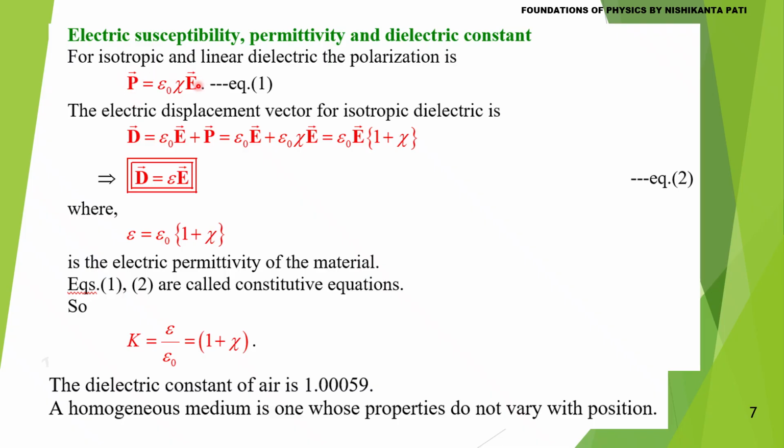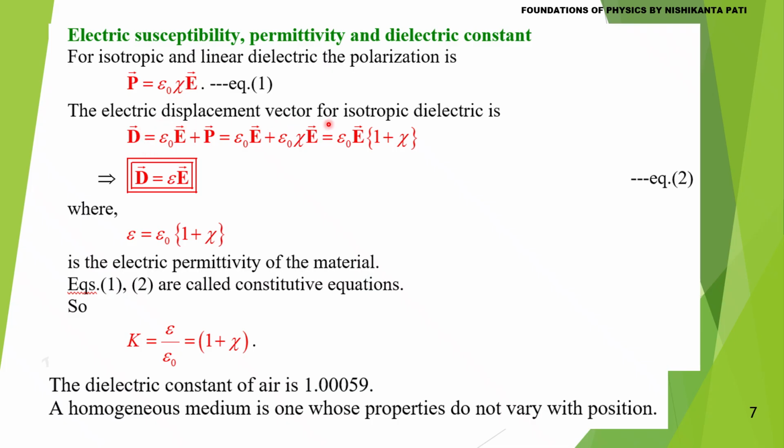This equation is applicable for isotropic and linear dielectrics. If it is isotropic, then P vector and E vector are in the same direction and chi may not be constant. If it is linear, then for weak electric field, chi is independent of electric field, so chi is a constant. So for a linear and isotropic dielectric, chi is a positive constant.